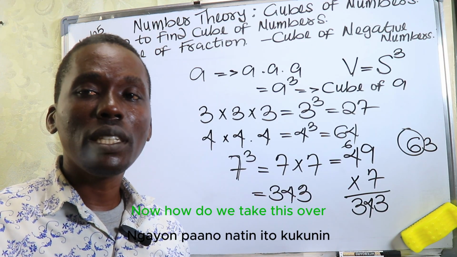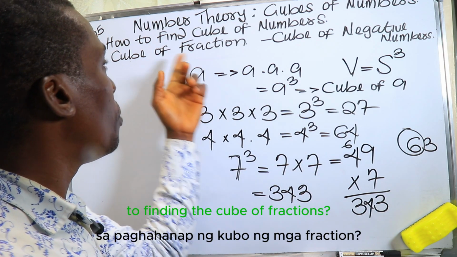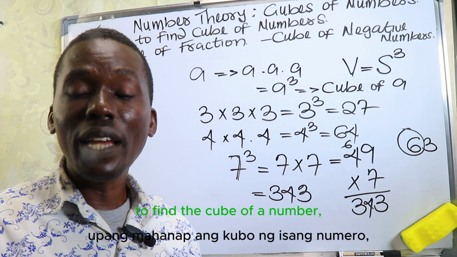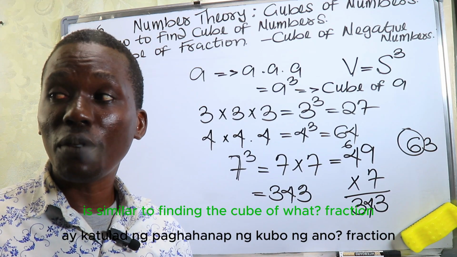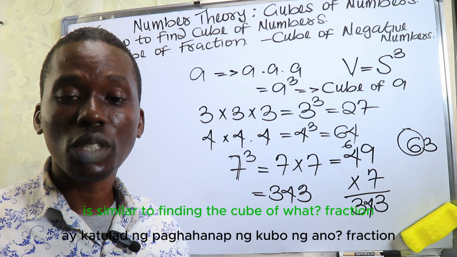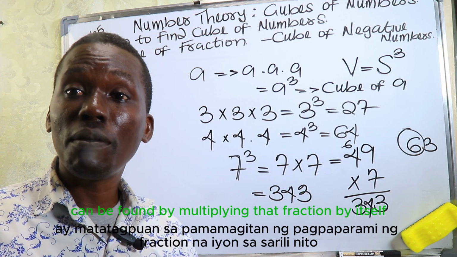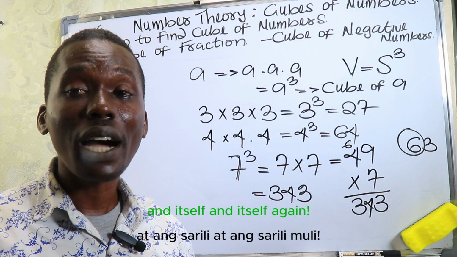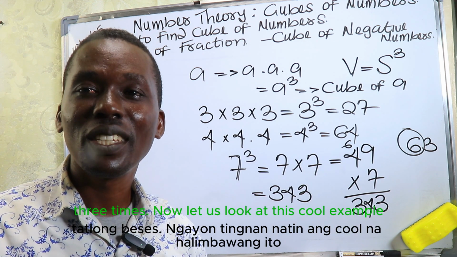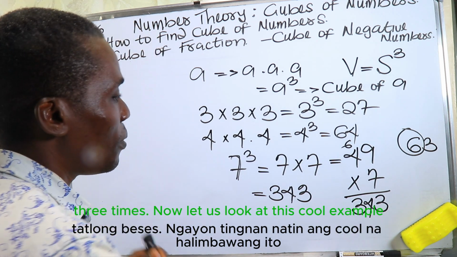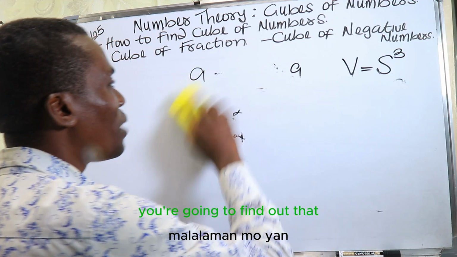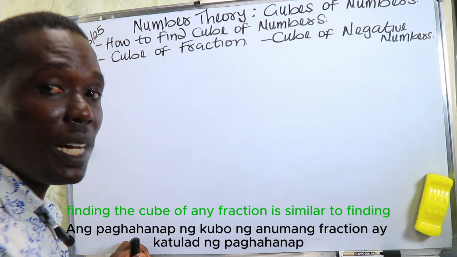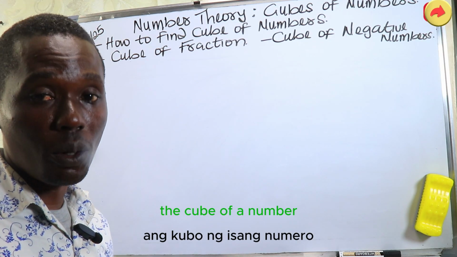Now, how do we take this over to finding the cube of fractions? Similarly, it's just the same. Finding the cube of a fraction is similar to finding the cube of a number. The cube of a fraction can be found by multiplying that fraction by itself 3 times. Now let's look at this good example. You're going to find out that finding the cube of any fraction is similar to finding the cube of a number.